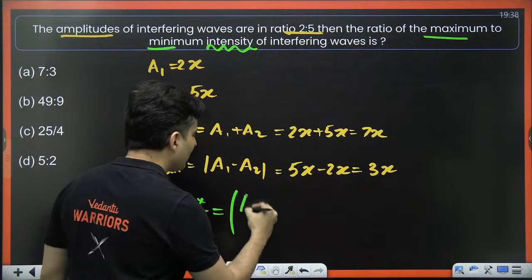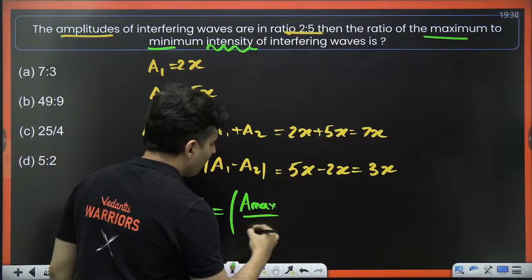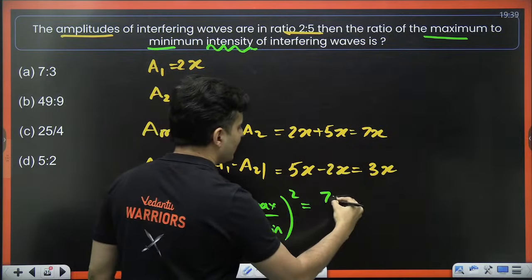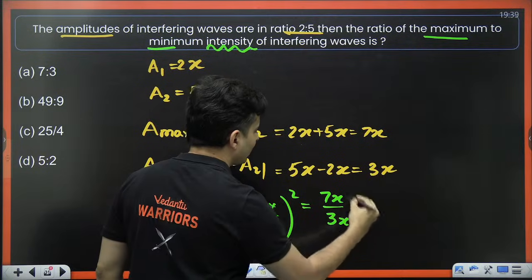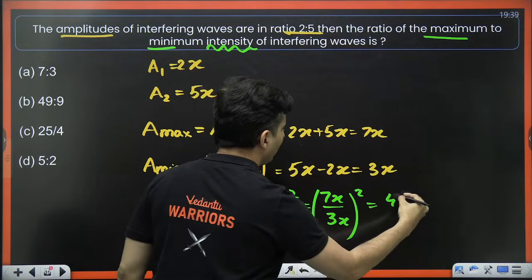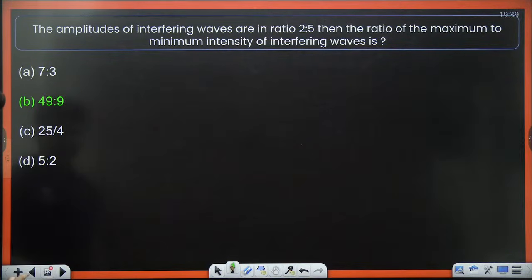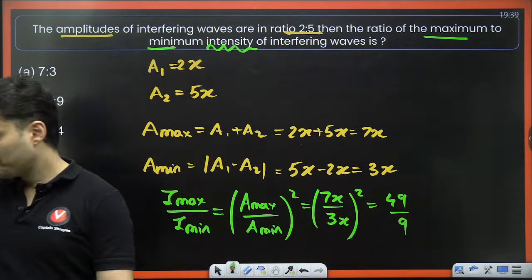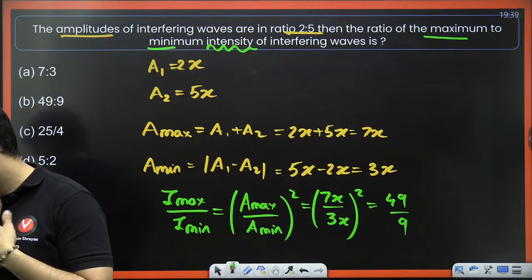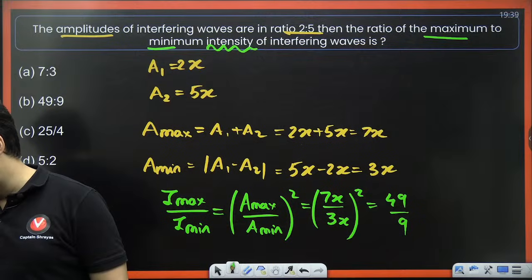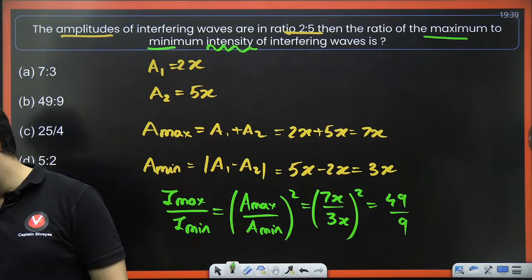So this will be A max by A minimum, whole square. That will be 7x by 3x, whole square. So 49 by 9, which is option number B. Understood? Clear? I hope this is very, very clear. Yes, you hope the answer is B. No problem at all.